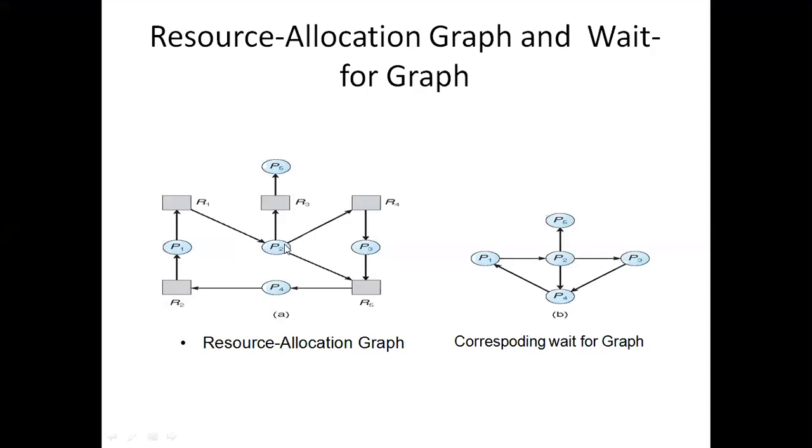Here, if you observe, how many resources are there? Resources R1, R2, R3, R4, and R5. By using this particular graph, we need to draw the wait-for graph. If the wait-for graph consists of cycles, then there is a deadlock. Simple. Have you got my point? So let me draw the same diagram. Based upon the resource allocation graph, we'll construct the wait-for graph.